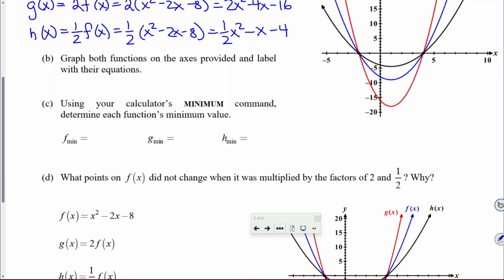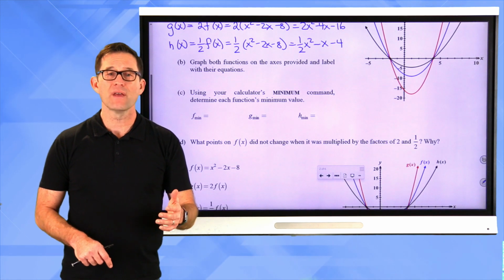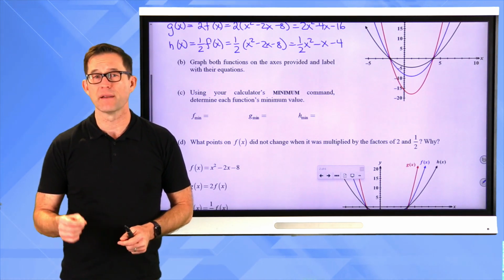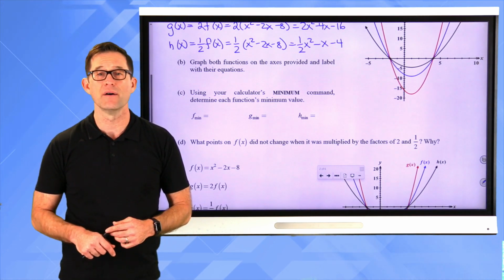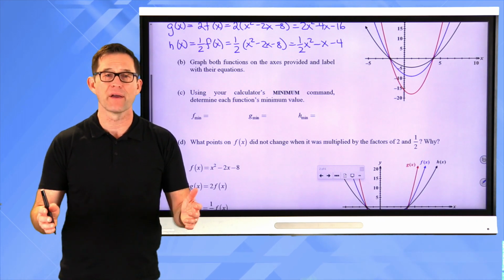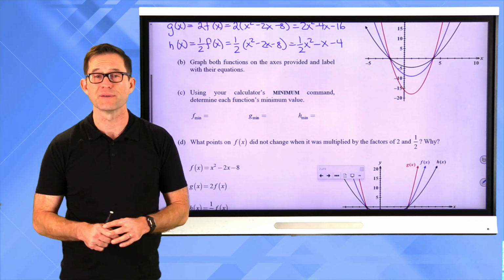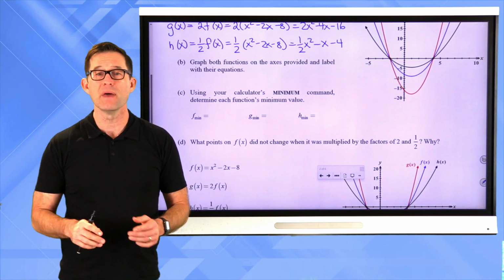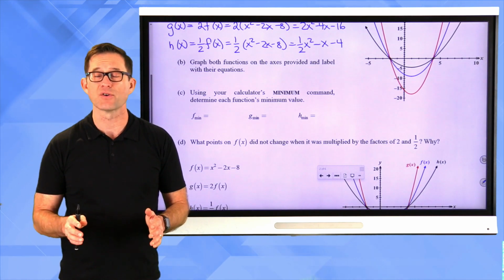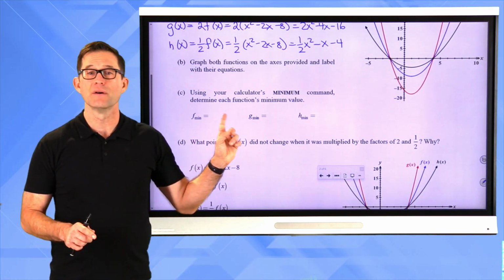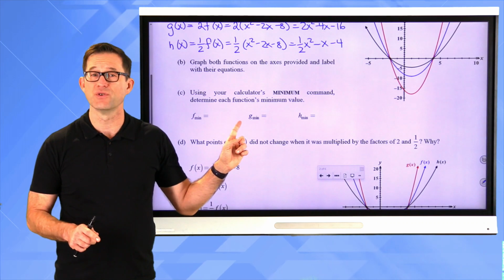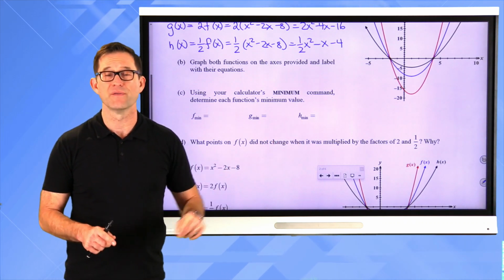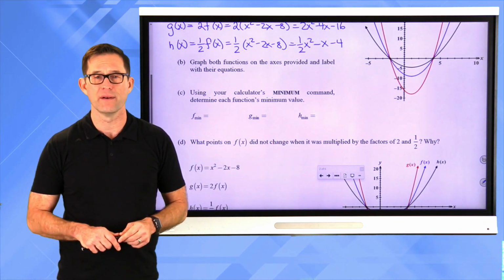Using your calculator's minimum command, determine each function's minimum values. Well, we've already taken a look at how to use the minimum command and the maximum command to find the location of turning points. So pause the video right now and see if you can figure out what the minimum values are for each of these functions. Our original function, our g of x, which was 2 times f of x, and our h of x. Pause the video now and go ahead and do that.